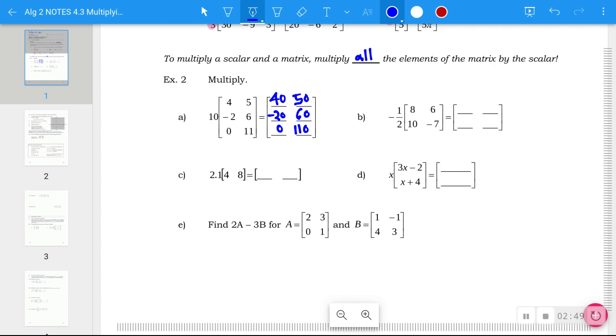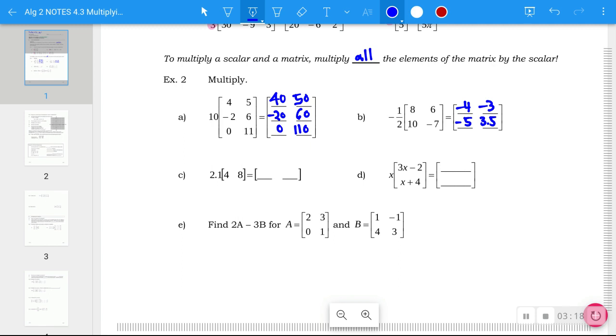Okay, with that under your belt, this should be very easy. I'm going to multiply all four of the elements in this 2 by 2 matrix by negative 1/2. So you get negative 4. Negative 1/2 times 6 would be negative 3. Negative 1/2 times 10 is negative 5. And finally, you get positive 3.5 on the last one because negative 1/2 times 7 is 3.5.